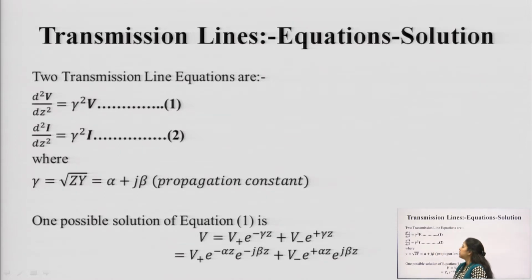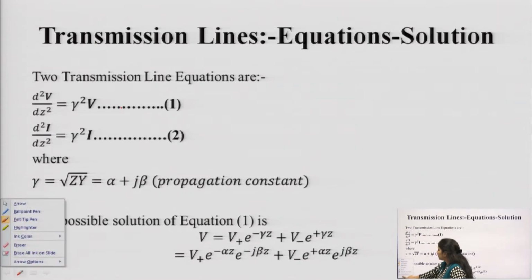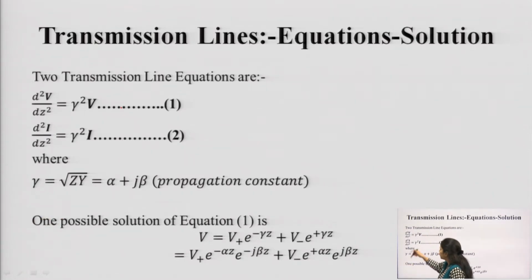The first one is d square V upon dz square equal to gamma square V. This is the expression of the transmission line equation in terms of voltage, and gamma here is the propagation constant.